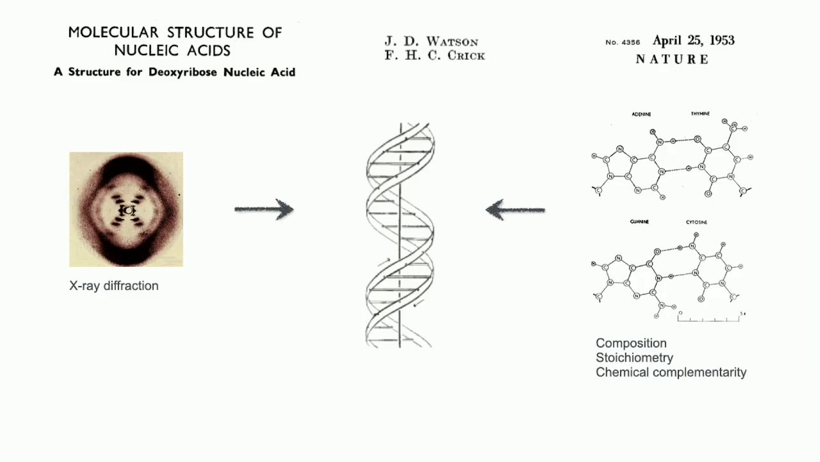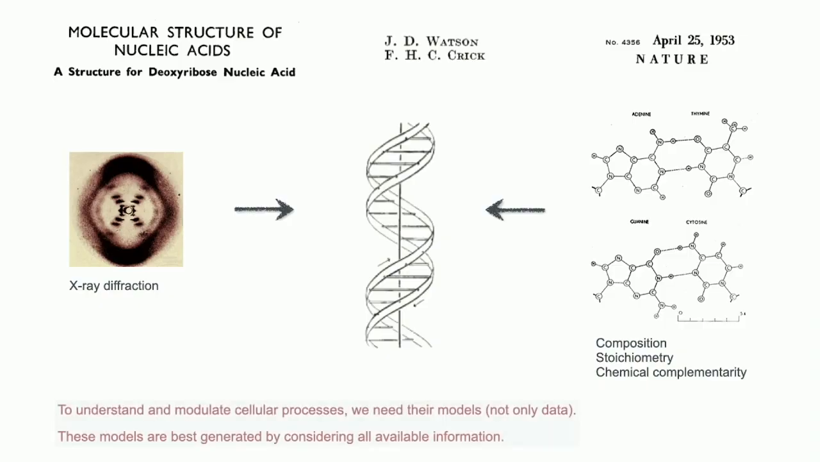They also had the composition and stoichiometry information about the components of the DNA. They knew about the chemical complementarity. They were good enough chemists. And that allowed them to propose this model, the double helix model of DNA, which changed the world, as everyone knows. And this model makes two very important, simple, but I think important points.